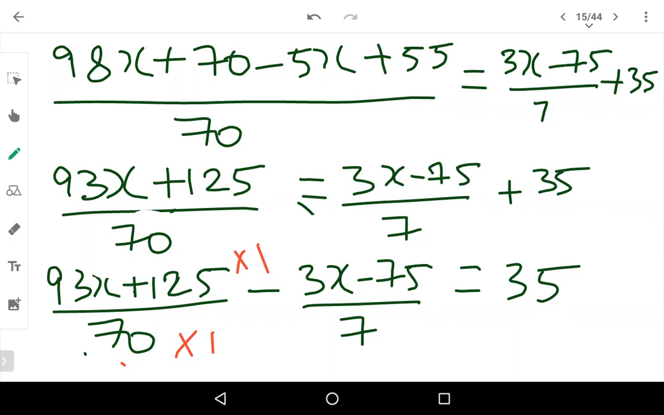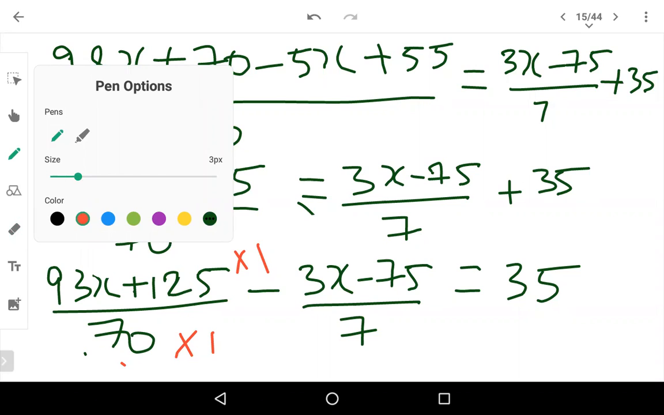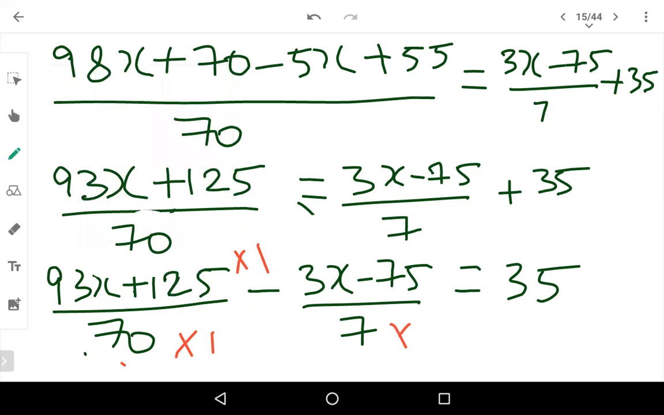Now on to the other side, the right hand side. How do I get 70? I have to multiply 7 into 10 to get 70. Now if I multiply 10 to the denominator, I should also multiply 10 to the numerator. So in the next step, 93x plus 125 into 1, you will get the same expression, but minus 3x minus 75, you have to multiply it with 10, so you get minus 30x plus 750.